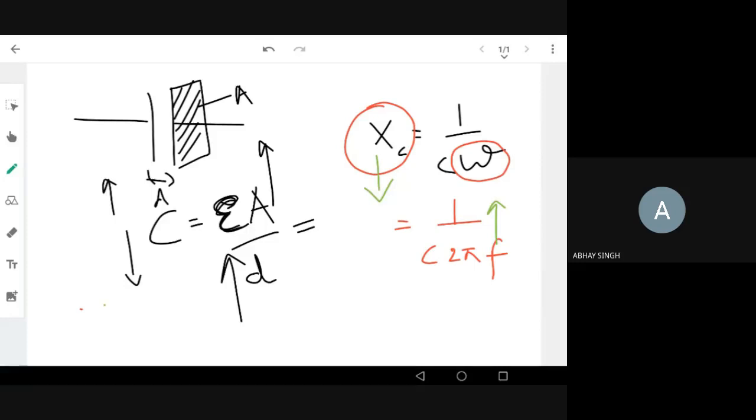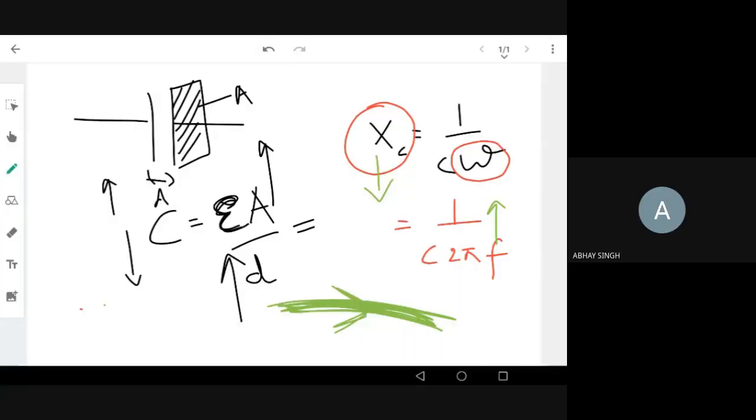So what is the meaning of that? If I give a high frequency input signal or an AC alternating current to a capacitor, it has very little impedance. That means it acts as a short for a high frequency signal or alternating current. It allows the current to flow easily, because as the frequency increases, the capacitor impedance decreases.